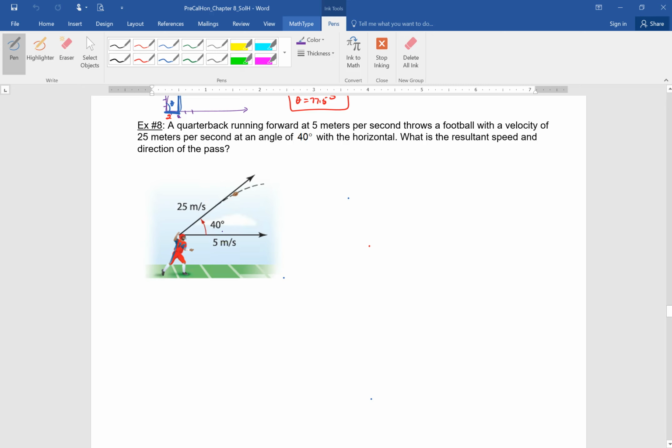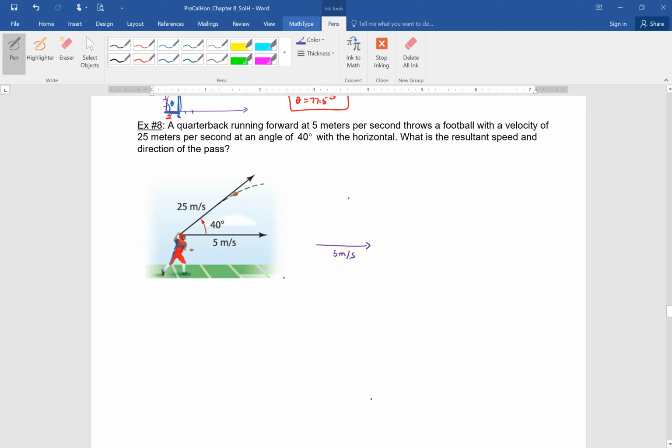This is like what we did on the worksheet, where if you have two vectors and you want to find the resultant, you take one vector and then you put the second vector at the continuation of it. So the first vector is he is running forward at 5 meters per second. So that's his vector here, 5 meters per second.